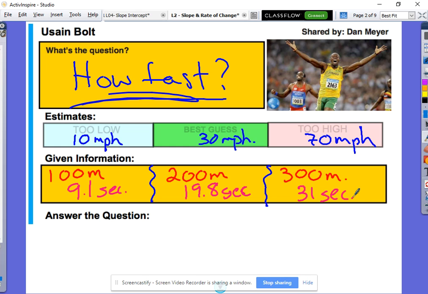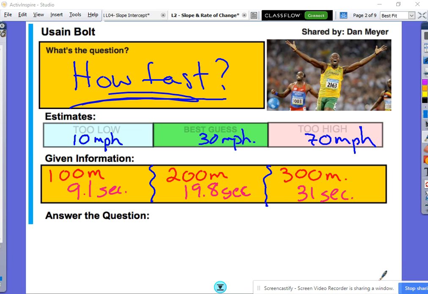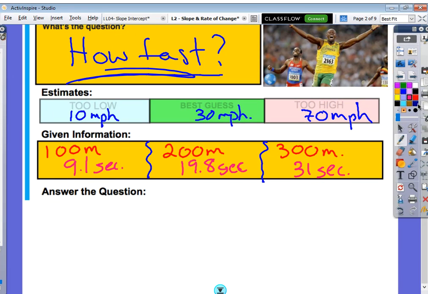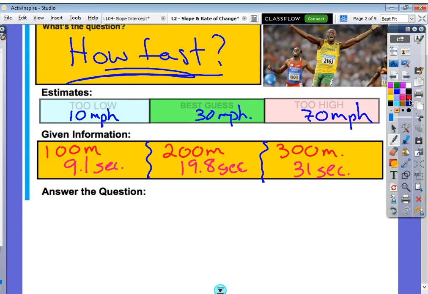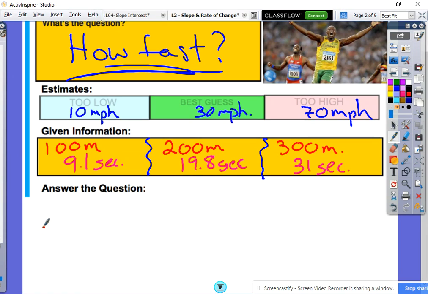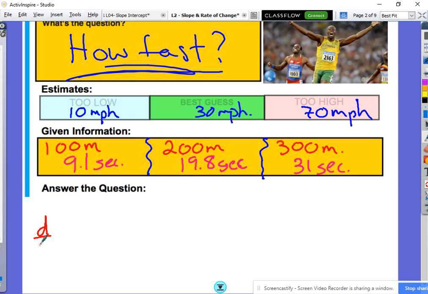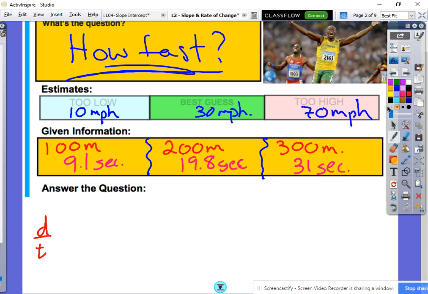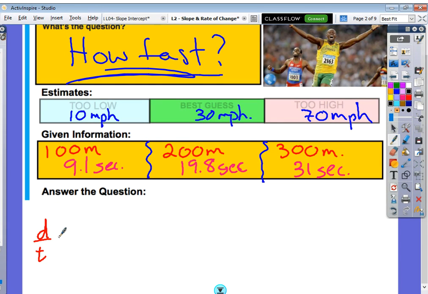So the question is, can we answer how fast he's running? You've got some space there at the bottom to try and figure this out. What I want to remind you of is that to answer the question how fast, we have to take our distance divided by our time. We always take the amount of distance we've covered divided by the amount of time it's taken us to get there. So we're going to do that three different times here.